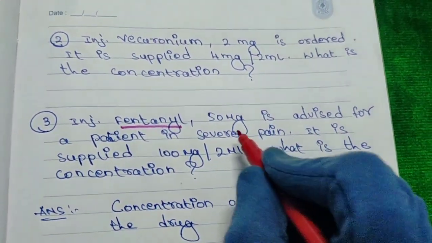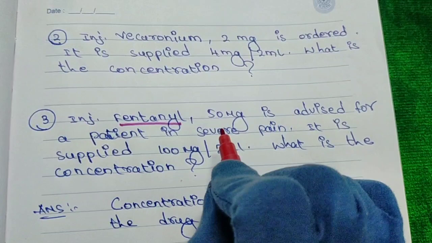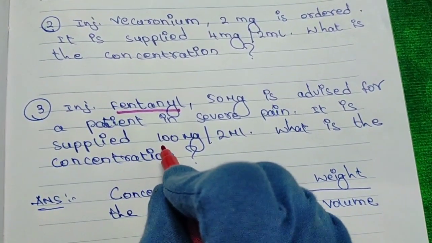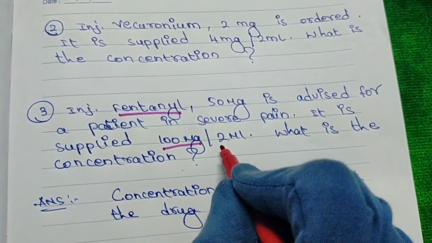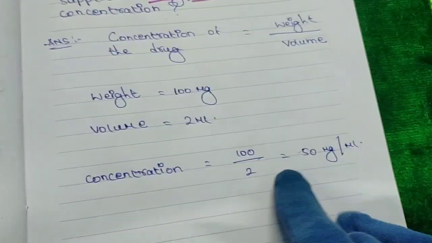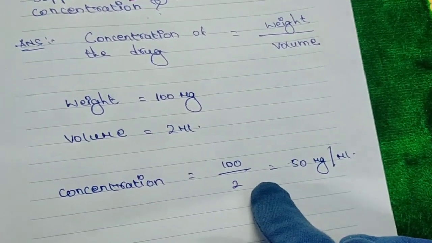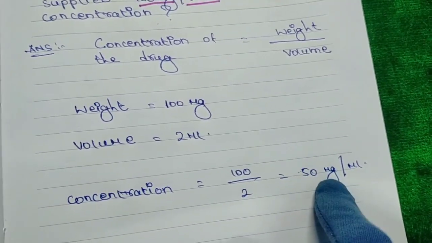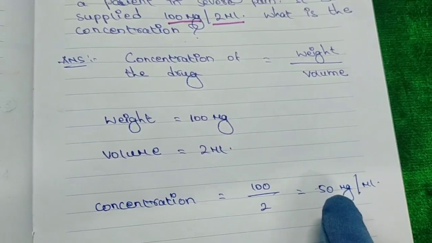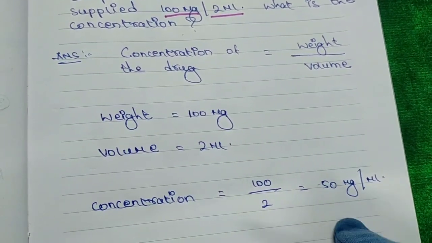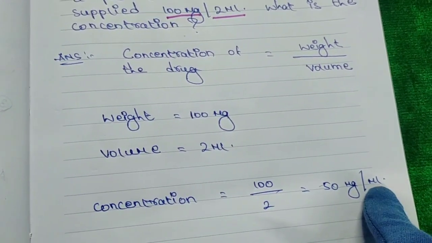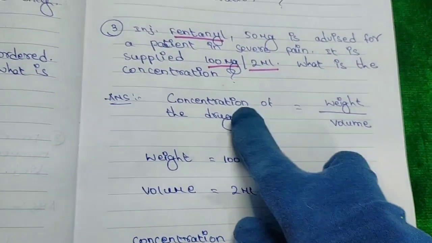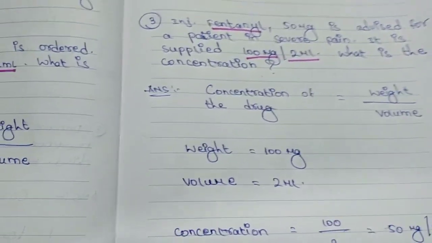As we know, it's a narcotic. This is the ordered dose, we don't have to see this. To find the concentration, we need only weight and volume of the stock. So what is the weight of the stock? 100 mg. And what is the volume? 2 ml. So weight divided by volume, that is 100 divided by 2, which is 50. So 50 mg per 1 ml. So it is 25 mg per 0.5 ml, 50 mg per ml, 75 mg for 1.5 ml, and 100 mg for 2 ml. So simple, right?